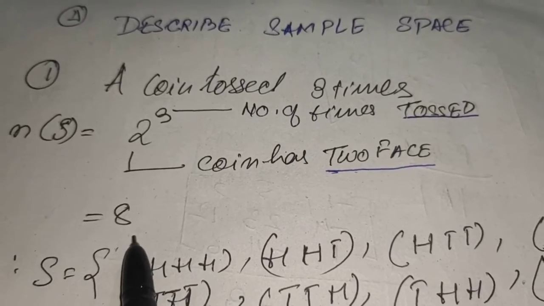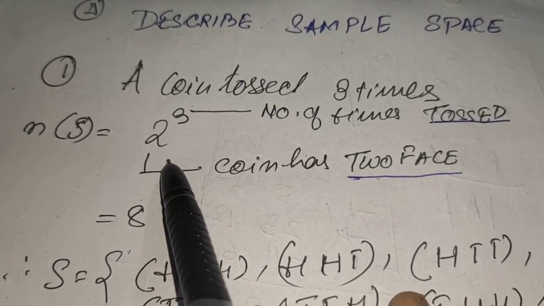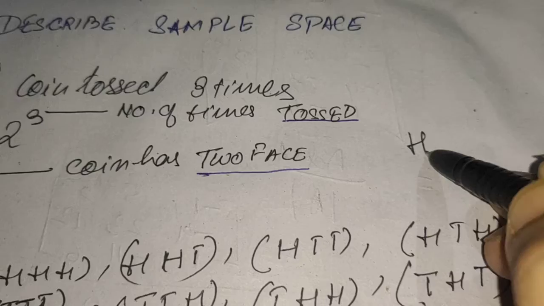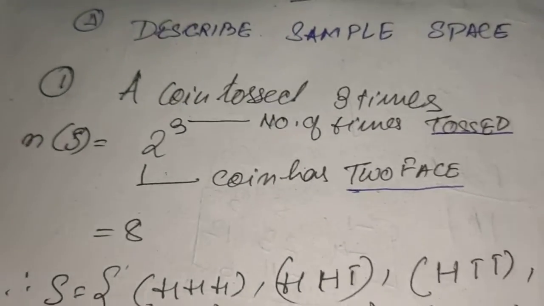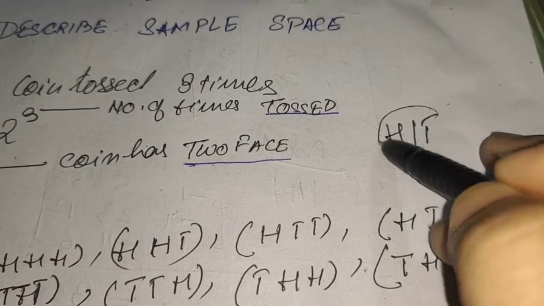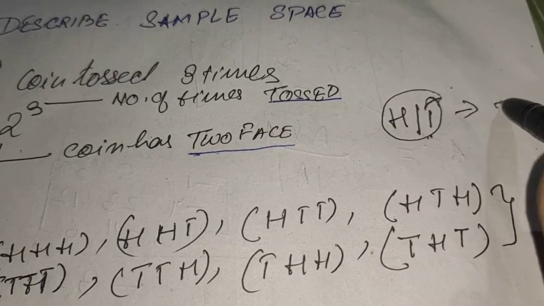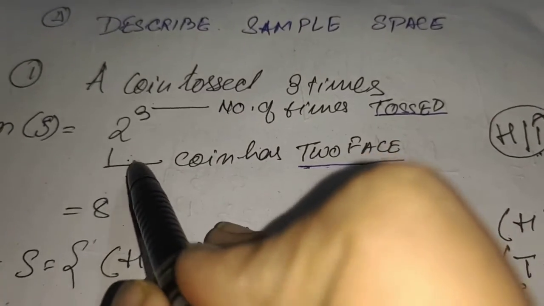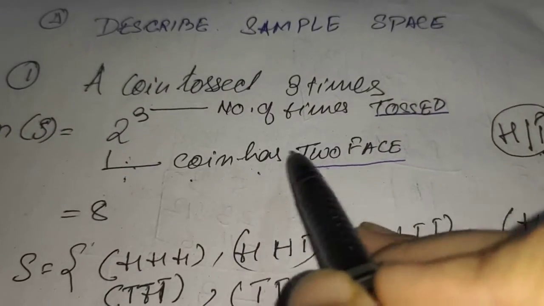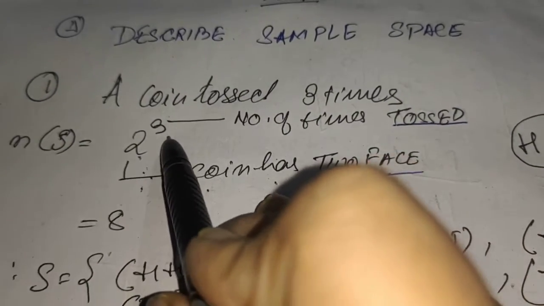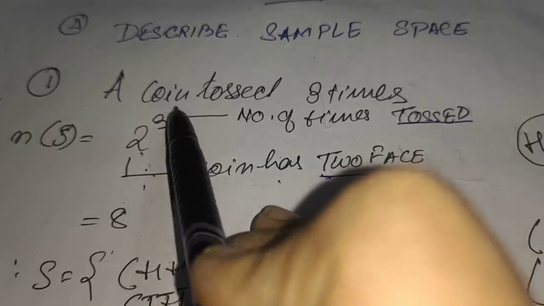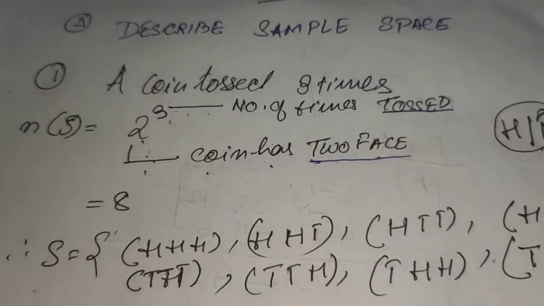Now how does it become 8? There are two faces of a coin, head and tail. So the total number of outcomes if a coin is tossed is 2. That is why 2, because the coin has two faces. And what about 3? 3 is because the coin is tossed 3 times.